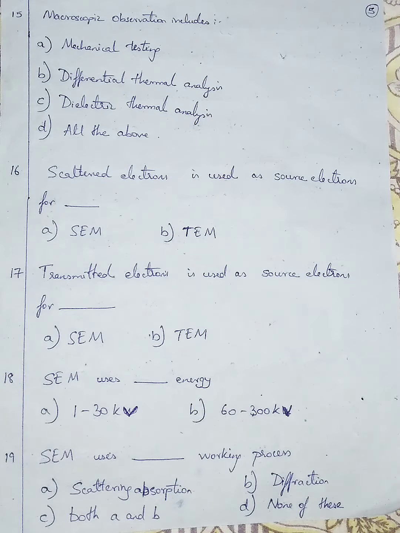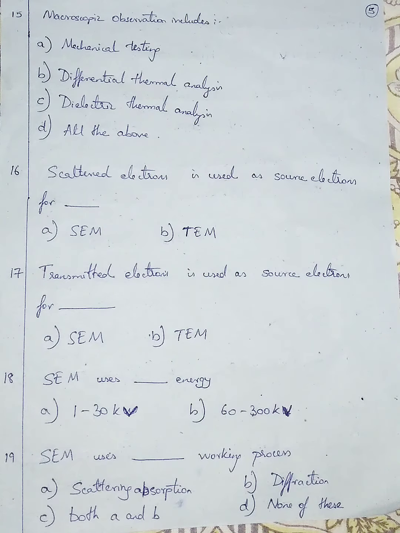Question number 15. Macroscopic observations include option A, mechanical testing, option B, differential thermal analysis, option C, dielectric thermal analysis, option D, all the above. Macroscopic observation is for large particle observation. Option A, mechanical testing, includes hardness testing. All mechanical tests come under it: hardness test, torsion test, shear test, strength test, Rockwell hardness test, brittle hardness test. All these tests are included in mechanical testing.